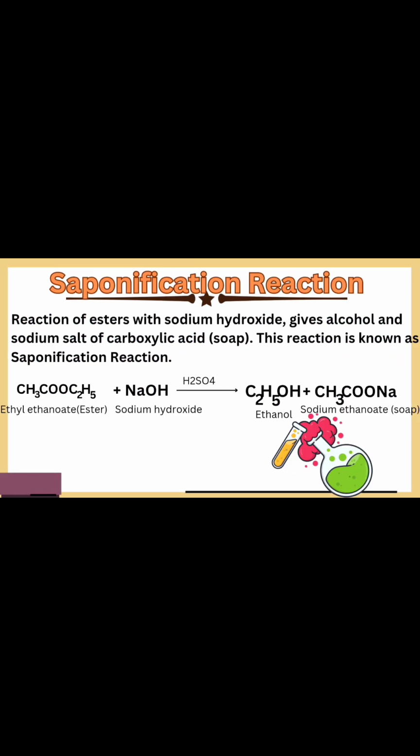Second important reaction is saponification reaction. A reaction of ester with sodium hydroxide gives alcohol and sodium salt of carboxylic acid, which is known as soap. And this reaction is known as saponification reaction. The formula is CH3COOC2H5. Then NaOH is added with some H2SO4 as catalyst. Then it gives ethanol and sodium ethanoate CH3COONa, which is the soap.